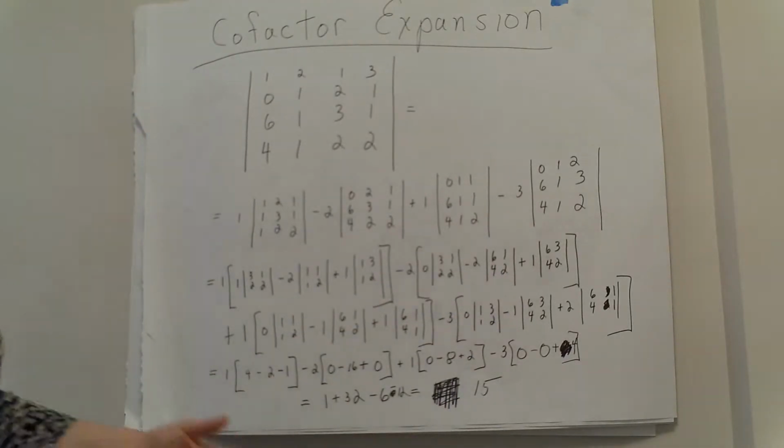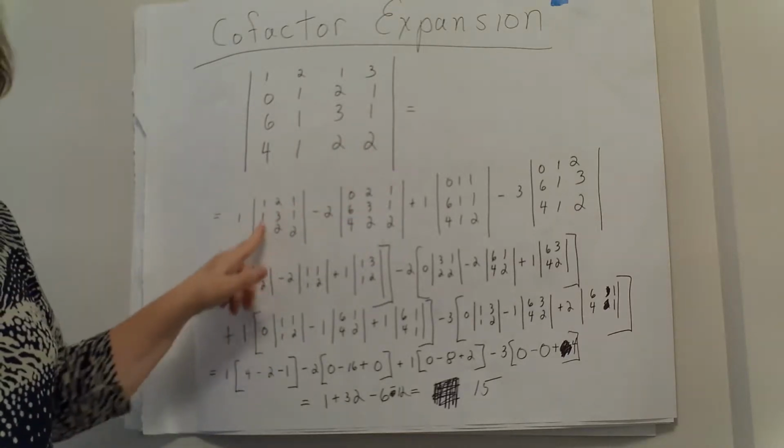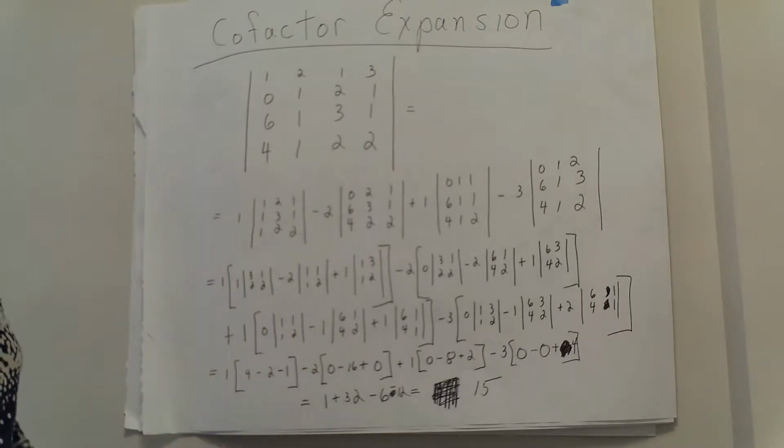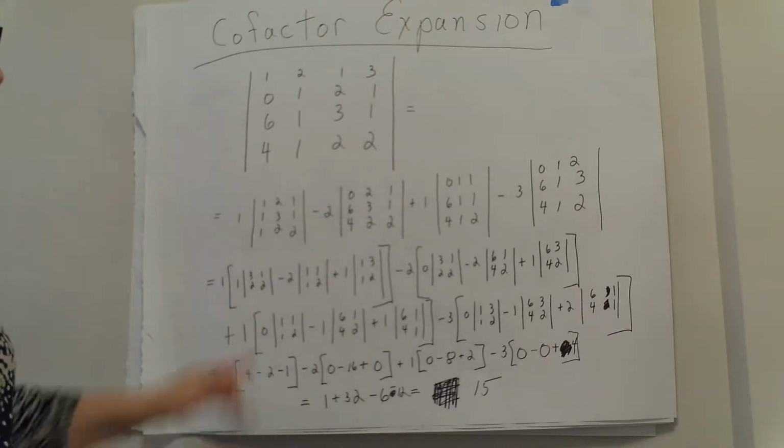So this is actually a recursive procedure. Now how do we get that? Well, we got to get the determinant of this 3 by 3. So how do we do that? The cofactor expansion, just like the cross product.